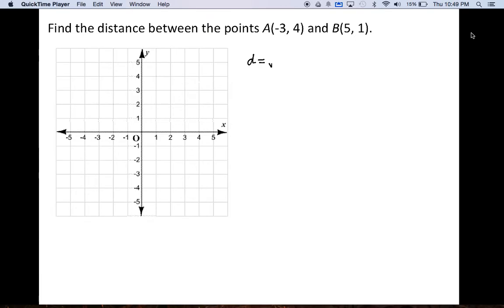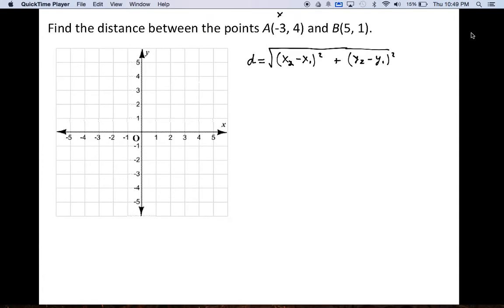So remember, the distance formula, which you should really know, is the distance is equal to the square root of x2 minus x1 squared plus y2 minus y1 squared. And so let's just plug those in.